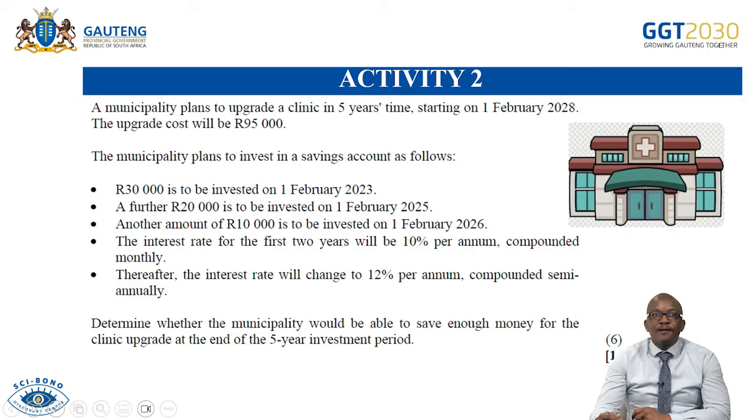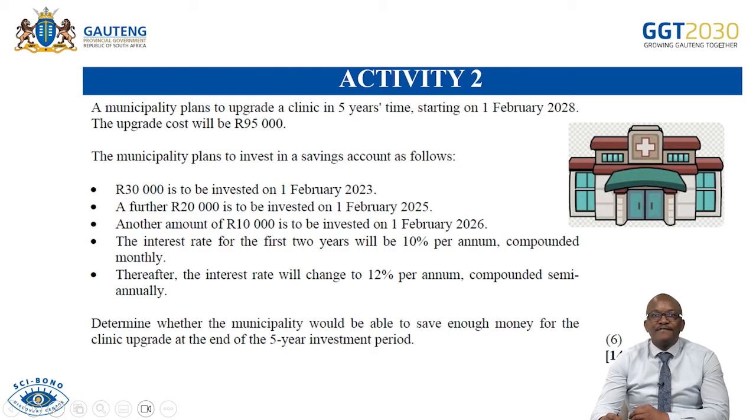A municipality plans to upgrade a clinic in 5 years' time, starting on the 1st of February 2028. The upgrade cost will be 95,000. Correct? Here we are talking about a municipality that plans to upgrade their clinic in 5 years' time. Then they will start upgrading their clinic in 2028. Correct? And the upgrade will cost 95,000. So now, the information below is how the investment goes.